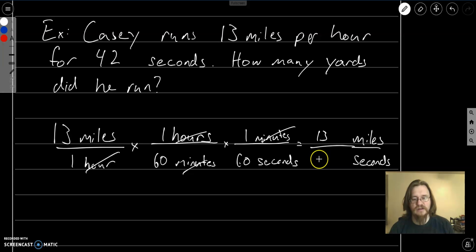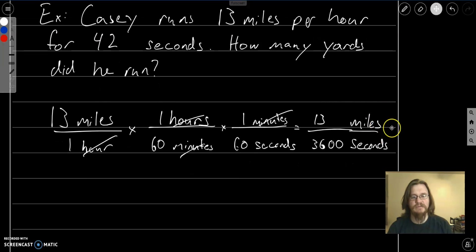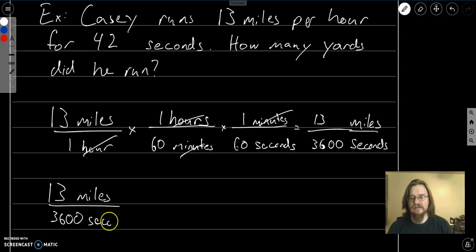So if we come up to a calculator and do that, we'll see that we have 3,600 seconds. So instead of writing this as 13 miles an hour, I'm going to write this as 13 miles per 3,600 seconds. So this is how fast Casey ran in this example. 13 miles per 3,600 seconds.